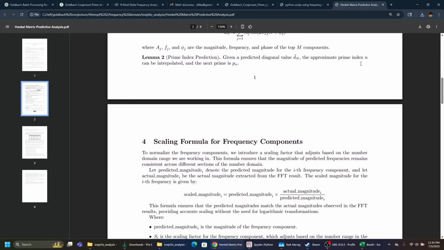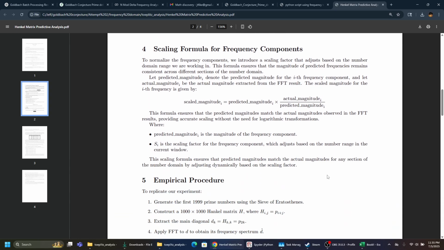So given a predicted diagonal, the index can be interpolated to figure out what the next prime is. When you're using the frequency domain to predict a diagonal, there is a scaling formula that must be used, because the magnitude of the frequency changes as you increase in the number system. If you're looking at really low numbers like 3, 5, 7, 11, those lower numbers are going to have a much smaller magnitude.